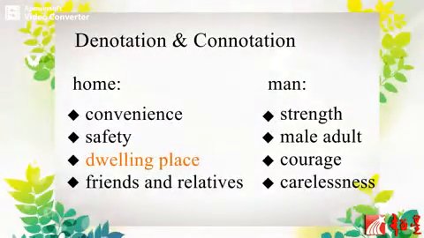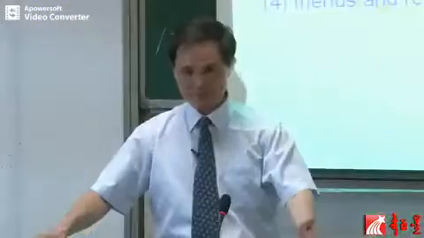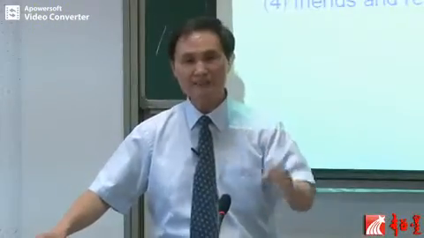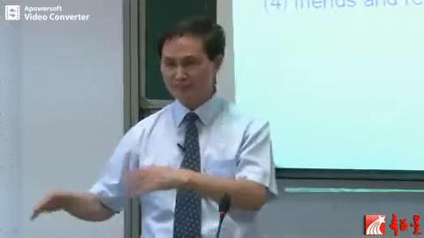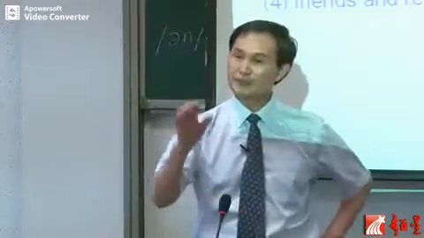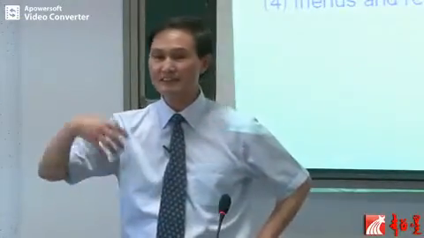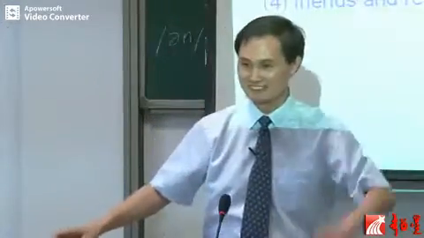What about man? You know, the denotation is male adult. Male adult is an adult, 成人. This adult is a male, it's not a female. Is that right? So this is the denotation. But man sometimes is related to strength. Compared with a woman, man is stronger. Is that right? Man has strength. Compared with a woman, man has courage. That's why in time of danger, men always go to the front.